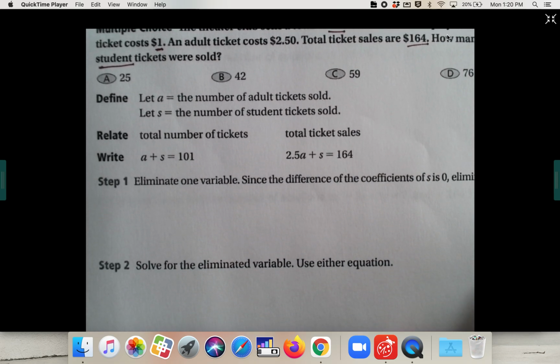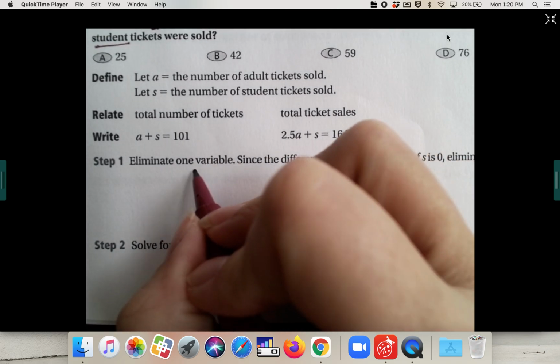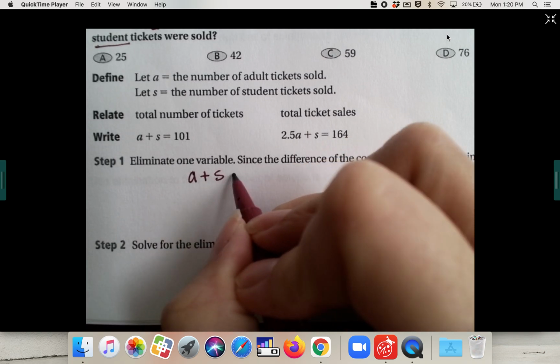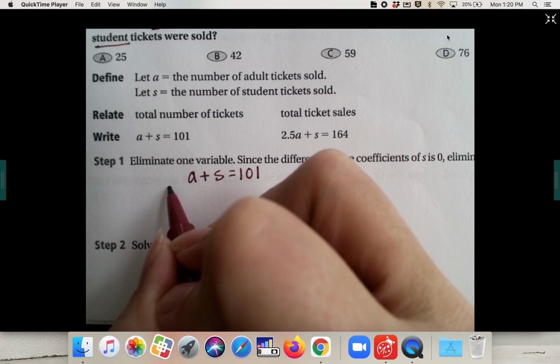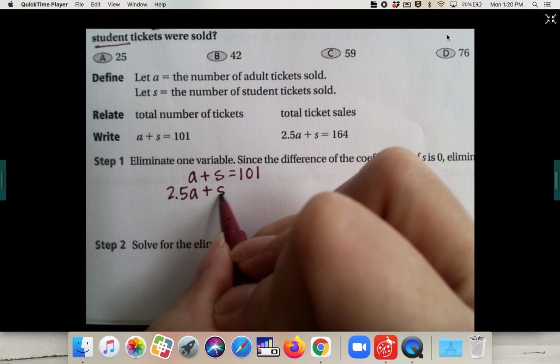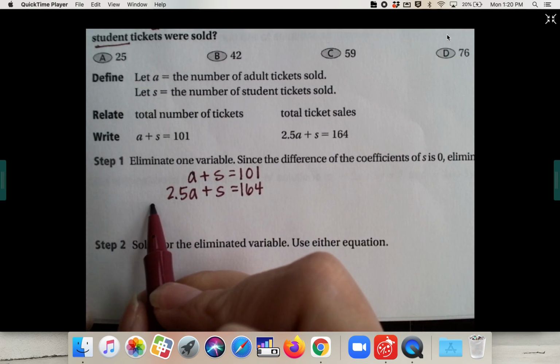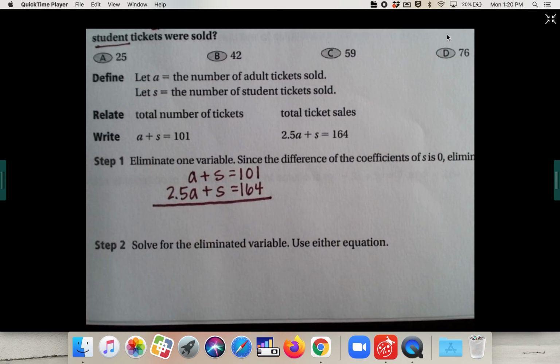And using them, we can go ahead and line them up just like we would in kindergarten or first grade. So let's do that. Let's do A plus S equals 101. And then let's do 2.50A or 2.5A plus S equals 164. Okay, remember, just like we did earlier, we're going to draw a big line.